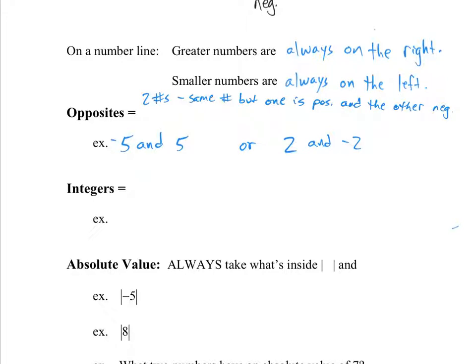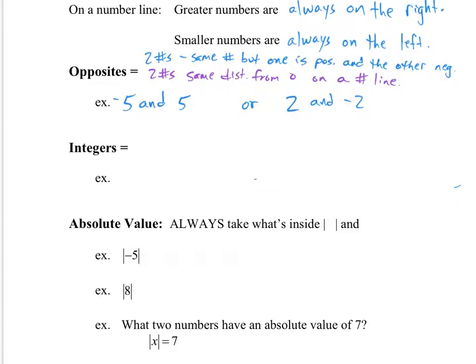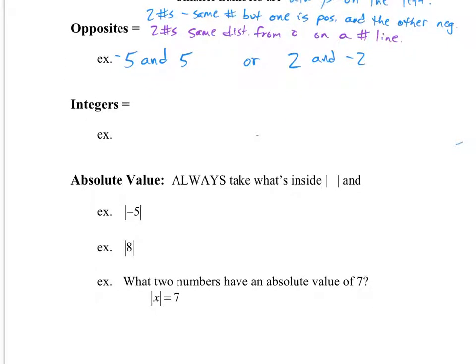If you wanted to, and no need to try to squeeze this in there, but if you wanted to, you could say two numbers, same distance from 0 on a number line. I don't plan to ask you that, but I feel kind of guilty not saying it. So I figured I'd try to just squeeze it in. So opposite numbers, they're two numbers, they're the same distance from 0 on a number line.